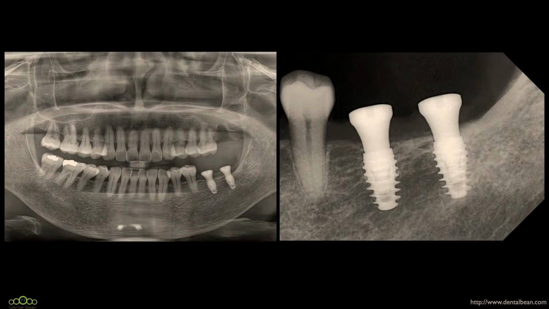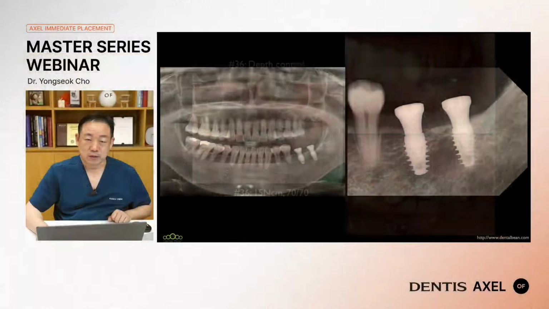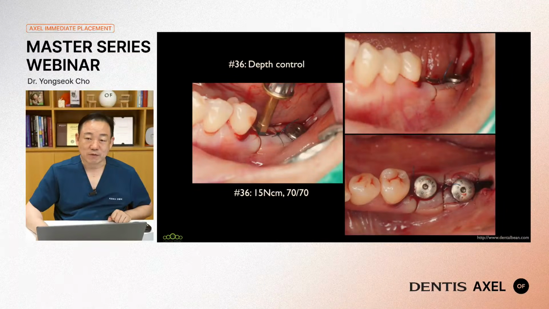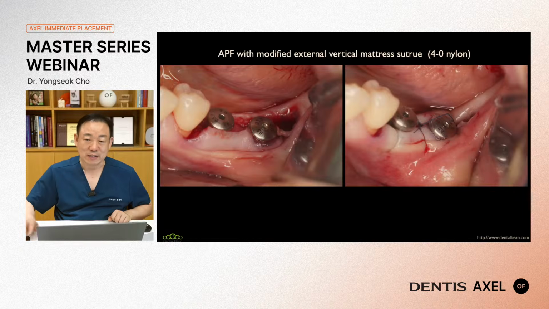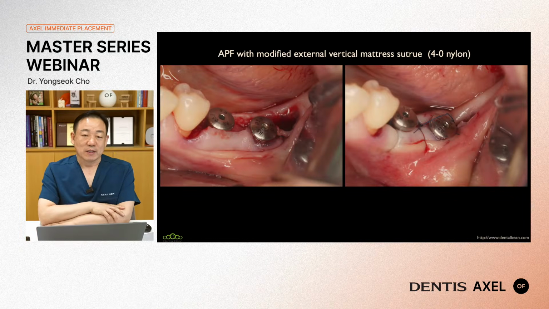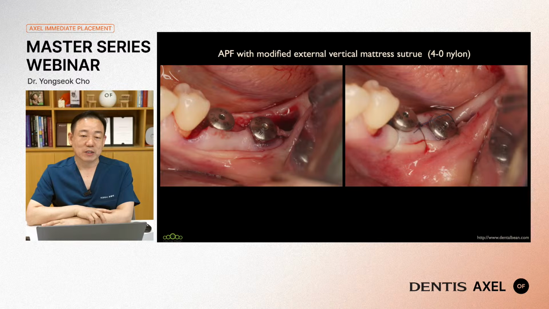This is the post-op radiographic image. Okay, implant well positioned. However, after the operation, I found the depth of the first molar implant looks not so good, like this. As you see in this picture, before suturing, depth looks not bad. However, after suturing, look at this.